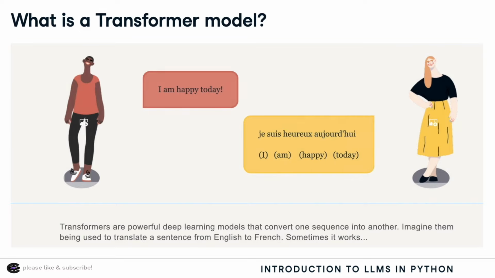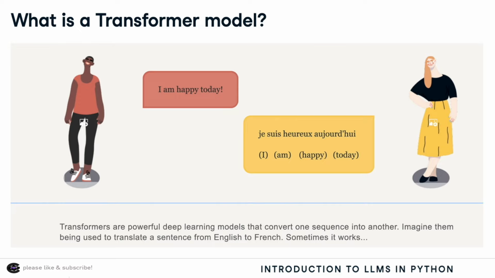Transformers and attention mechanisms underpin many advanced AI systems. But what exactly is a transformer model? Transformers are powerful deep learning models that convert one sequence into another. Imagine them being used to translate a sentence from English to French.